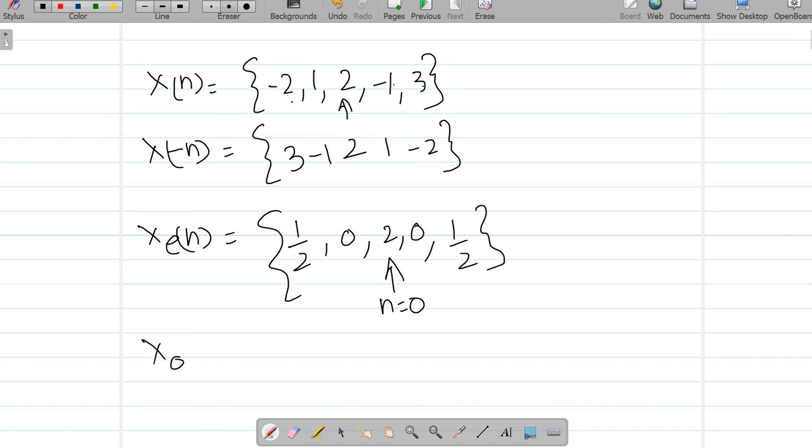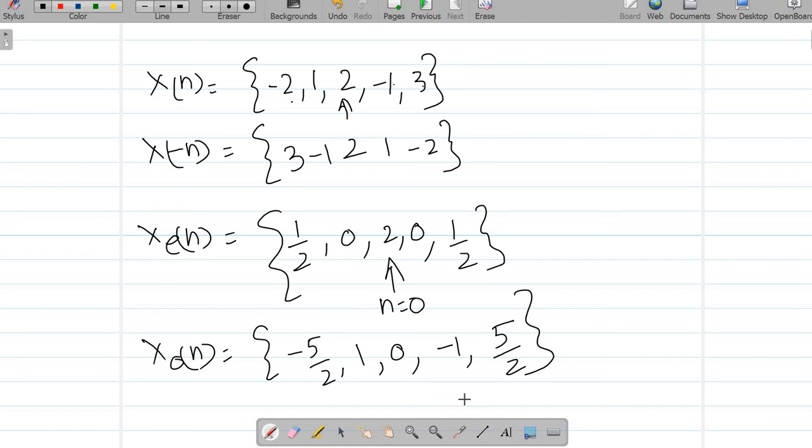Again, you can get the odd part of this. Okay, we look at the odd part. The odd part of the signal is minus 5 by 2, then it is 1, then it is 0, then it is minus 1, then we have 5 by 2. So this will be the odd part of the sample sequence.